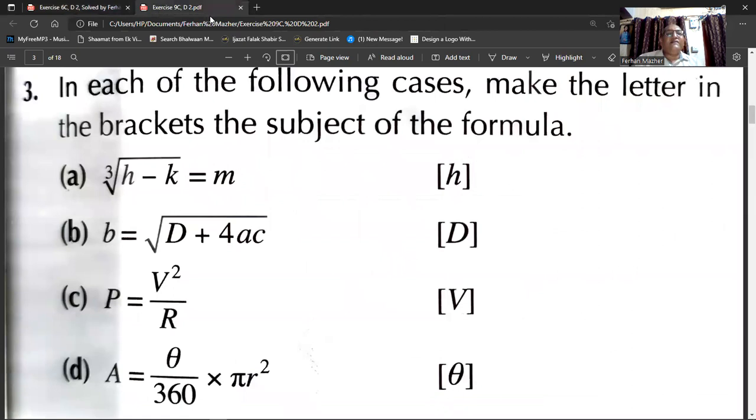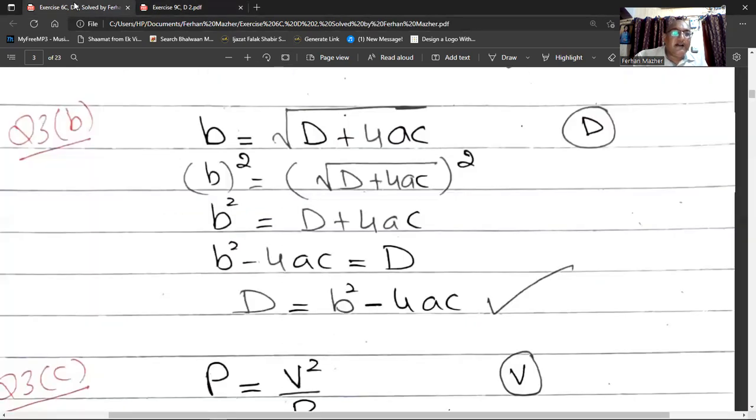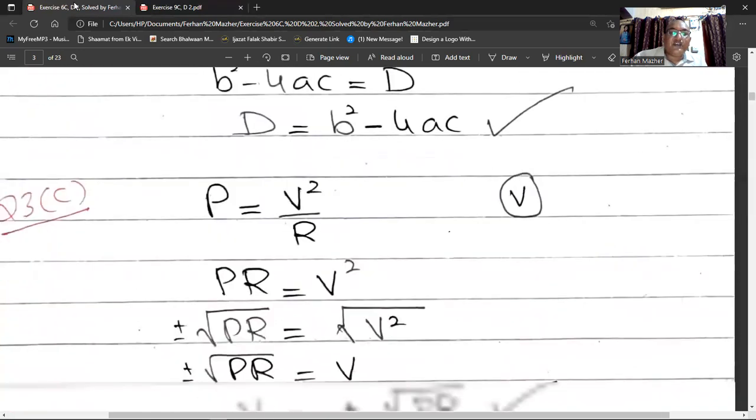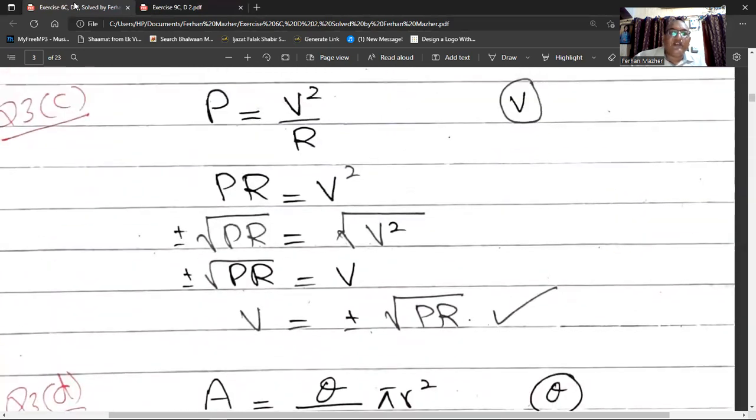Okay, then we have the C part, and that says P is equal to V square by R, and we want to make V the subject of the formula. The V has a square on it, so at the end, we have to take the square root. So P is equal to V square by R. R is dividing here. When it goes to the other side, it will multiply there. So PR is equal to V square. We want V, not V square.